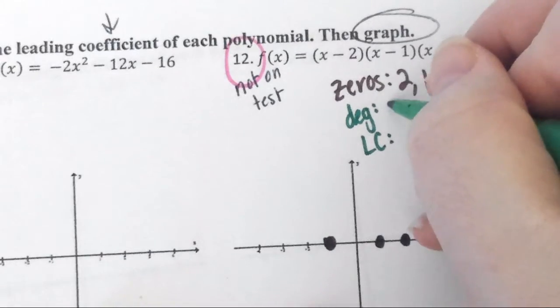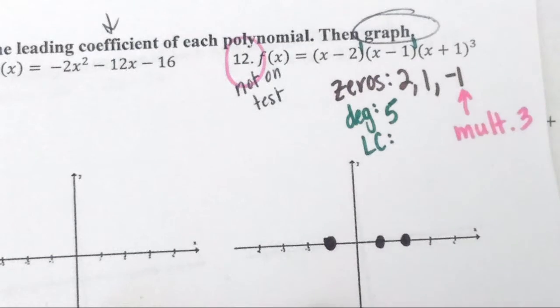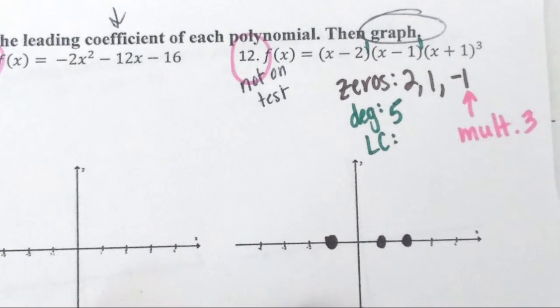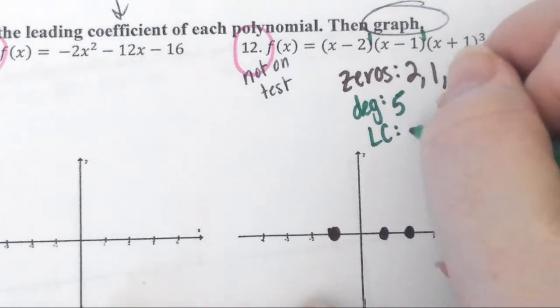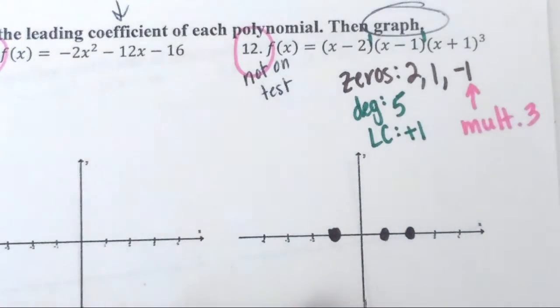The degree is 5. Let's see if he's correct. 3, 4, 5. He is correct. You can have a point for that. The leading coefficient is positive, and she was very specific, +1. We really just need to know positive, negative, but specificity is great.